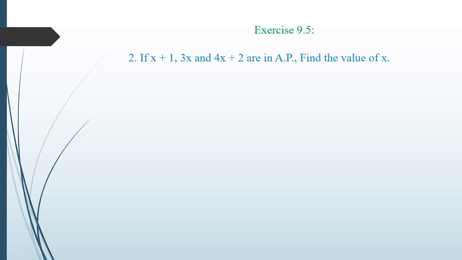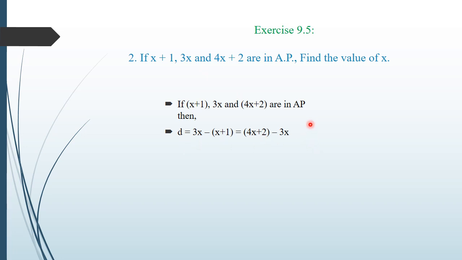Coming to the next question, which says if x plus 1, 3x and 4x plus 2 are in AP, then find the value of x. This question is similar to the previous question we just solved. Again, if these three terms are going to be in AP, then their common difference should be the same. Therefore, what we can say, second term minus first term, that is 3x minus x plus 1 should be equal to 4x plus 2 minus the second term, that is 3x we have considered here.